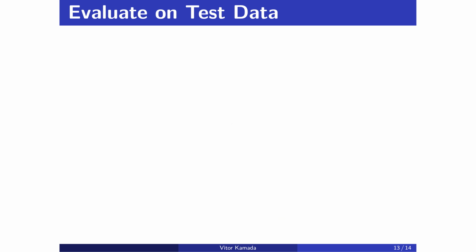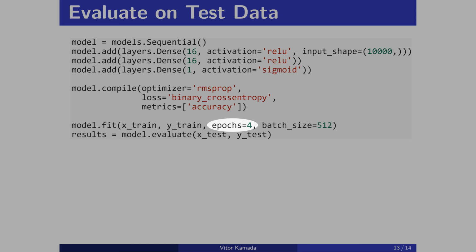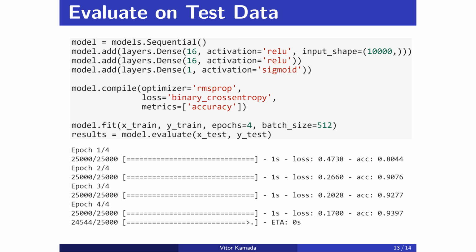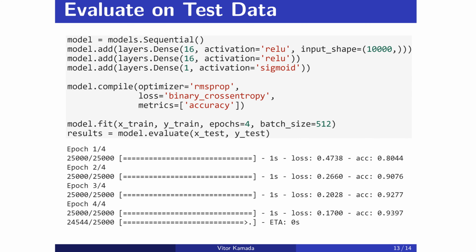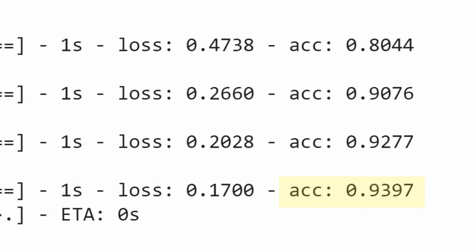Now that you have an idea of the optimal epoch, let's evaluate our model on the test dataset. Here's the code that we ran before. The only difference now is that you pick epoch 4 and we evaluate on the test dataset. See that the maximum accuracy that you get is 93%. That means the model predicts right 93% of times.